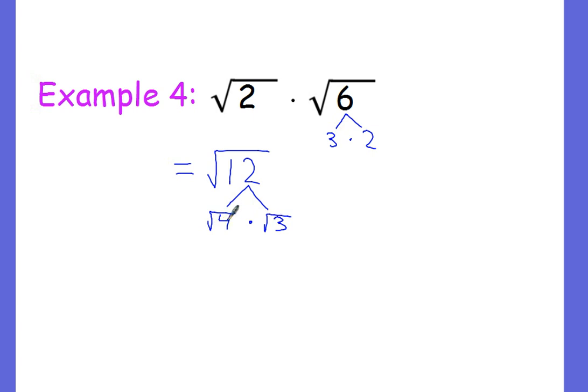Now we can take the square root of 4, which is just 2. Square root of 3 would just stay as square root 3, and that would be fully simplified. And of course, if you wanted to check your answer in your calculator, put in square root 2 times square root 6, press enter, and then type in 2 times the square root of 3 and press enter, and those two numbers should be exactly the same.